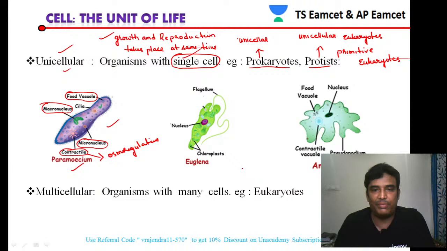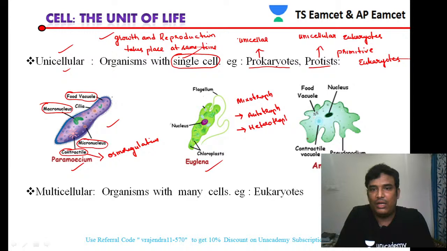Similarly, if you see Euglena, Euglena is a mixotroph. Why is it called a mixotroph? It undergoes autotrophic nutrition, and it also shows heterotrophic nutrition, so it exhibits mixotrophic nutrition.